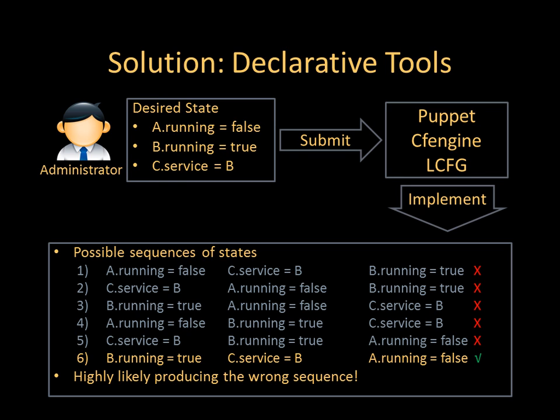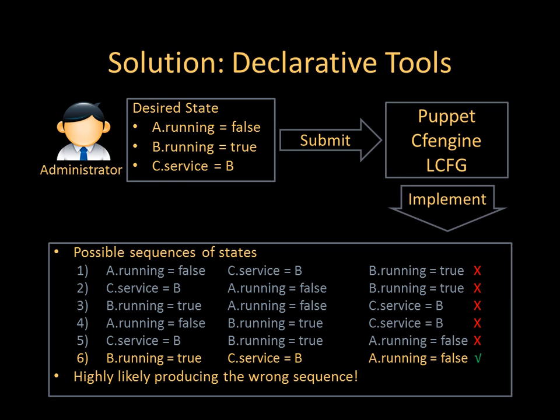Unfortunately, since the tool executes the actions in indeterminate order, there are 6 possible sequences of states that can be reached by the system, while only one of them, that is number 6, is the right sequence, while other sequences violate the system's constraint. For example, in the first sequence, server A is stopping while C is still referring to server A. That is why we can see that the declarative tools are highly likely producing the wrong sequence.